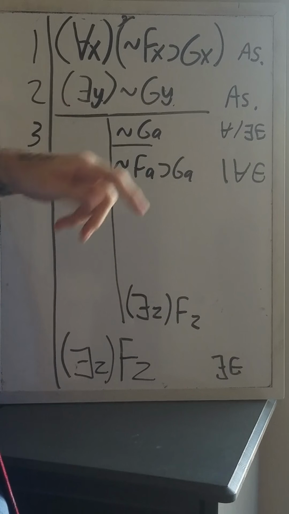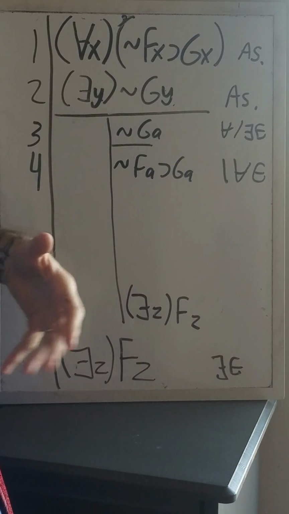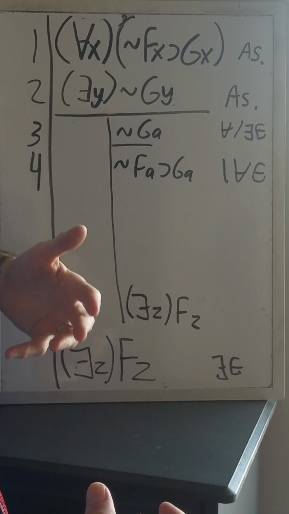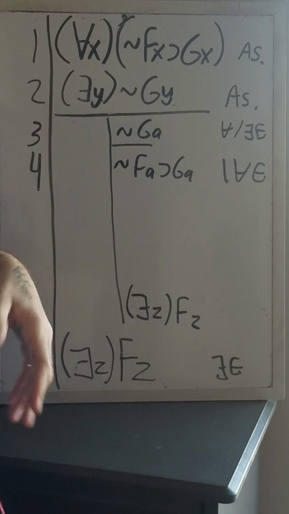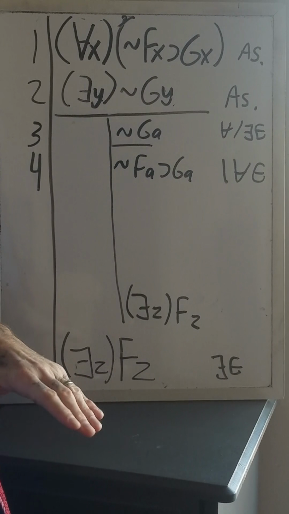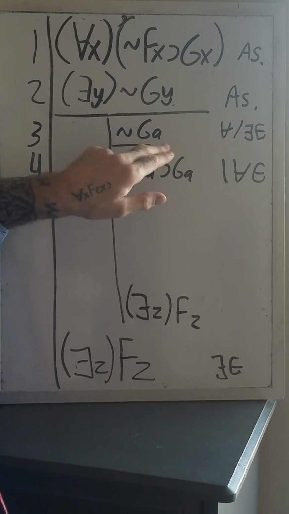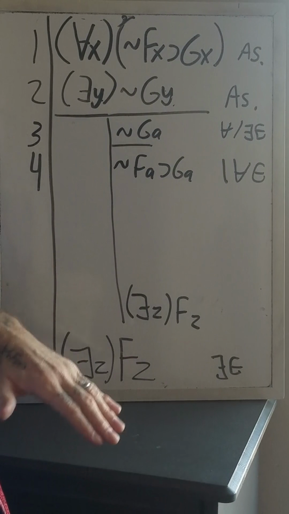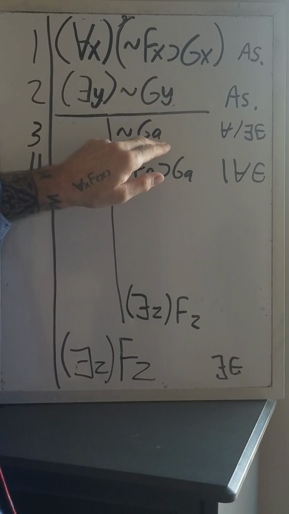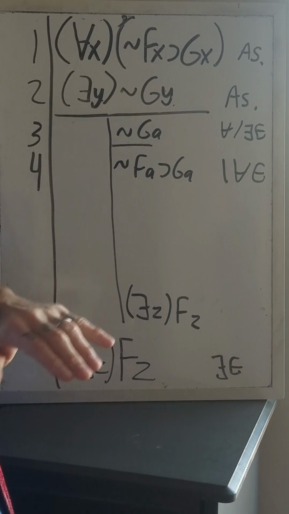Why did we pick A here? Well, as I said in the slides, there are 3 restrictions on what you can do with existential elimination. If you just pick a letter that's new to the proof, you're definitely going to meet the first 2 restrictions, okay? So pick a constant. Anytime you use existential elimination, pick a constant that is new to the proof, and you'll be all right.